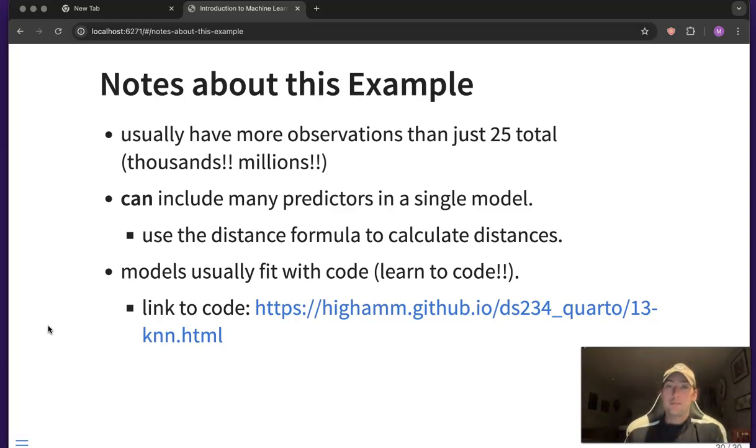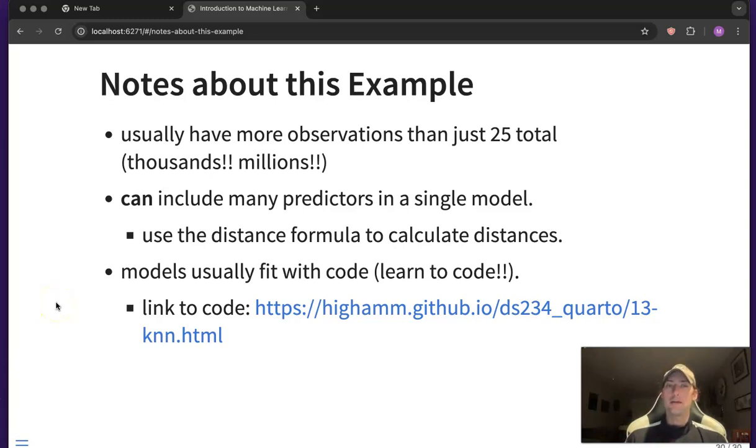The 25 is nice for learning what the KNN algorithm does, because we could do stuff by hand, which is really nice, whereas you wouldn't be able to make classifications for millions of players unless you had a ton of free time and a lot of patience.